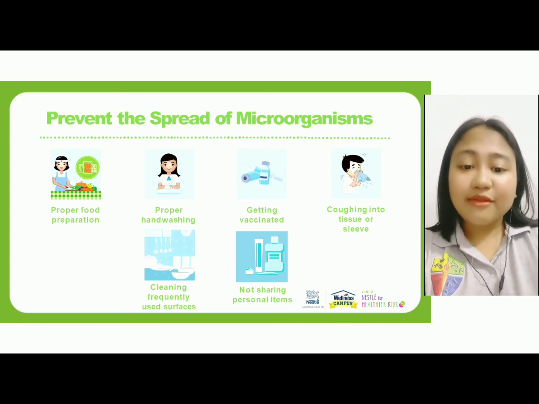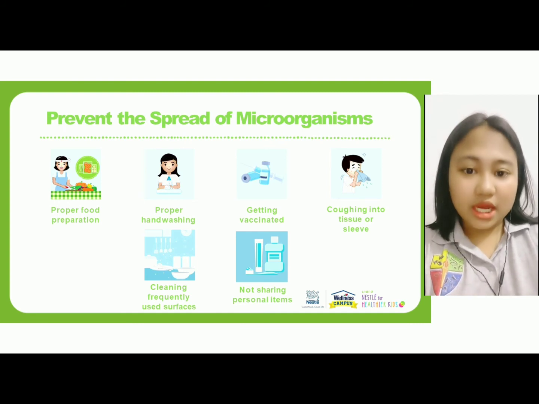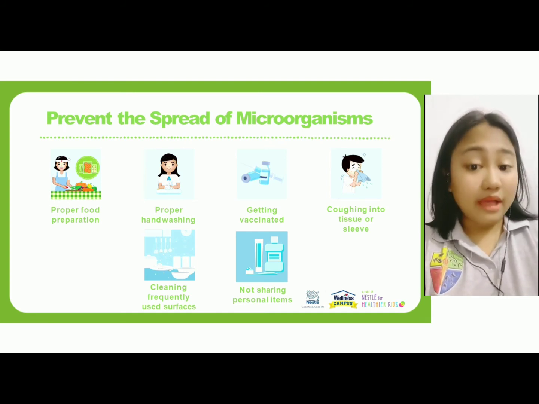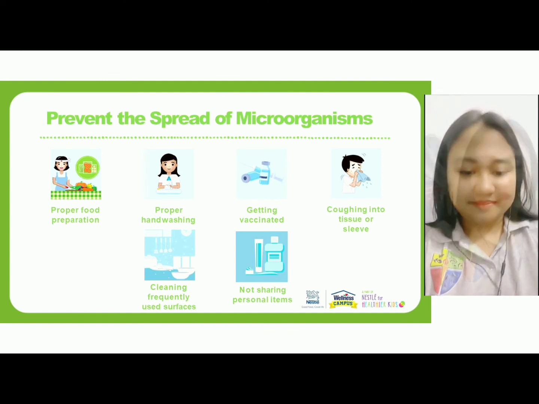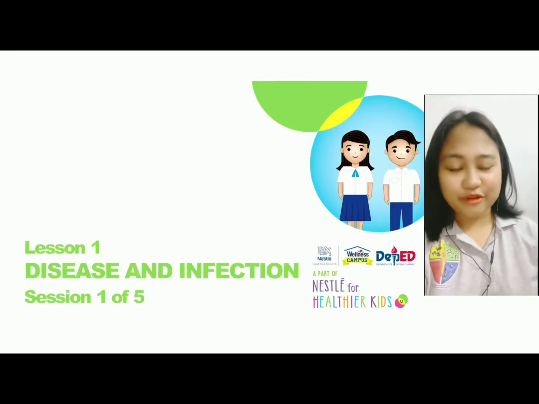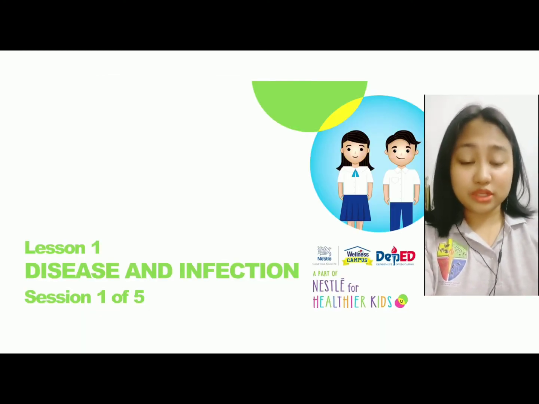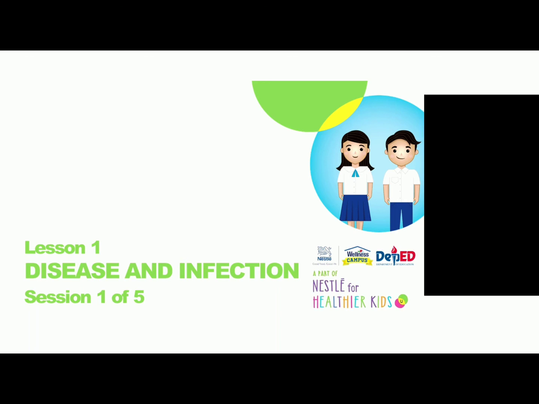Third, getting vaccinated. Fourth, coughing and sneezing into tissue or sleeves. Fifth, cleaning frequently used surfaces. And lastly, not sharing personal items. By knowing the following information and following the preventions, we can defeat the spreading of diseases.